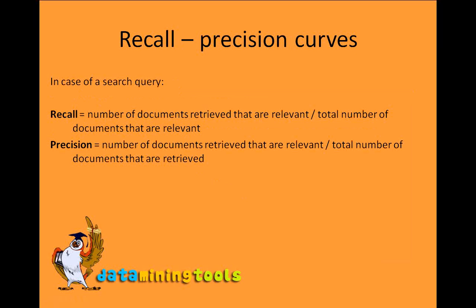Now we come to the recall precision curve. Recall precision curves are used when we talk of search queries. Recall is defined as the number of documents retrieved that are relevant divided by the total number of documents that are relevant, and precision is defined as the number of documents retrieved that are relevant divided by the total number of documents retrieved. So these are just formulas.